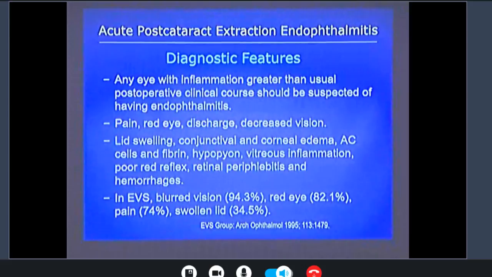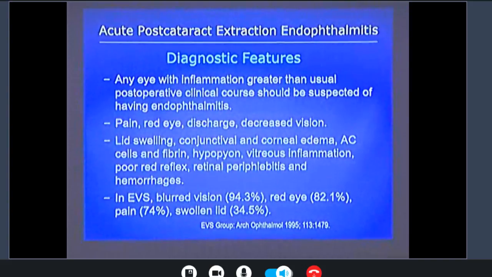Of course, the symptoms can be pain, red eye, discharge, decreased vision, lid swelling, conjunctival and corneal edema, anterior chamber cells and fibrin, hypopyon, vitreous inflammation, poor red reflex, and retinal vasculitis, which is a feature of endophthalmitis. In the Endophthalmitis Vitrectomy Study, the most common symptom was blurred vision, followed by red eye; pain and swollen lid were less frequent. Look carefully at the eye. Any inflammation more than expected, you have to treat the patient as endophthalmitis until proved otherwise.